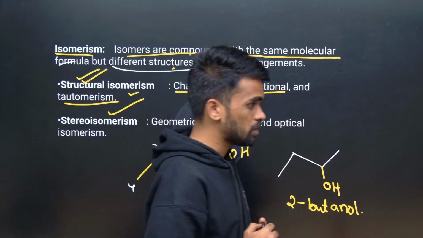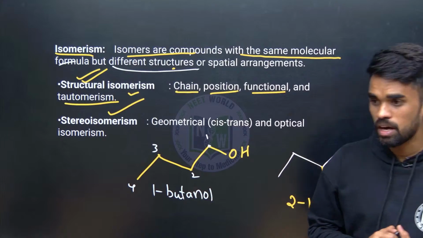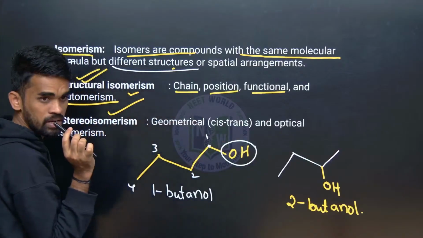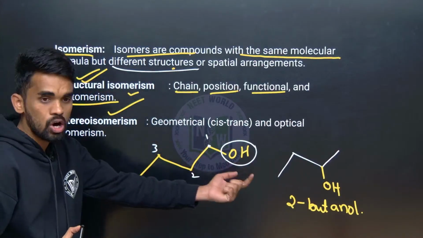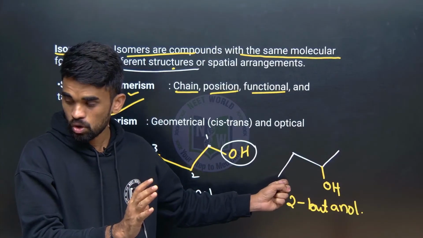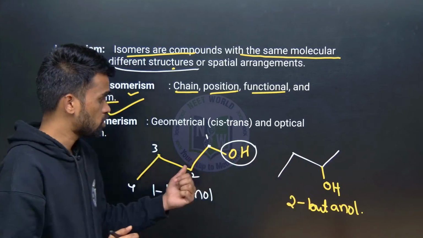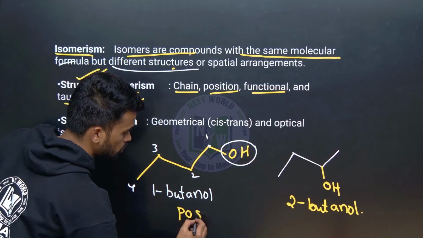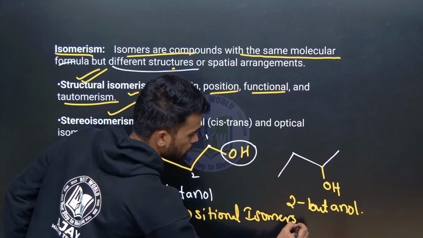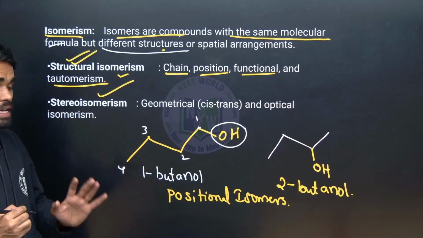So what is the difference between these two? Position of functional group. See, position of OH is 1 here, here position of OH is 2. So these two compounds are isomers, okay, and they differ in the position of the functional group. So can I say positional isomers? Yes. So both are positional isomers. Positional isomers.